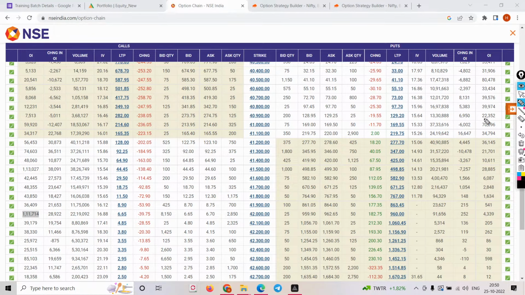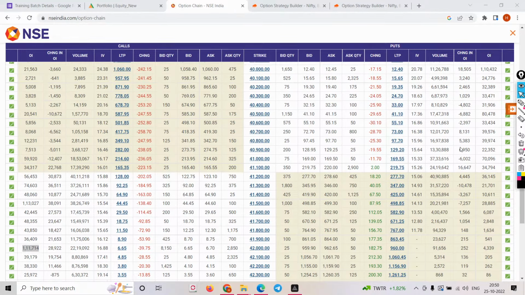Can you guys check and let me know? This is a typical subject, I'll do my best. If you look at the change in open interest, there was unwinding.